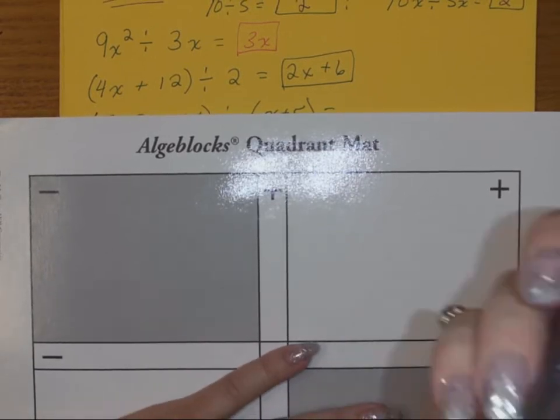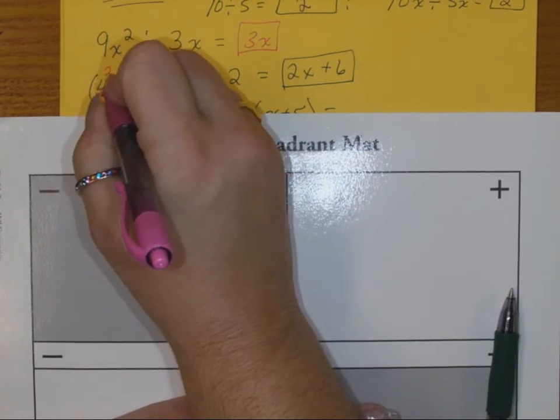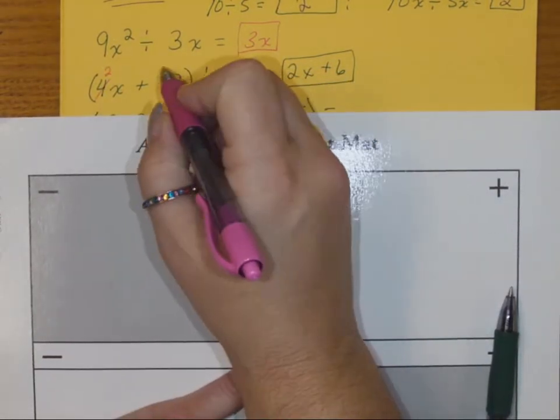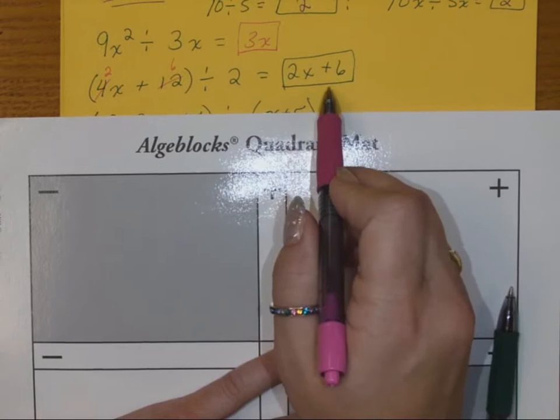So the idea here being, if I divided that guy by 2, it would be a 2. If I divided that guy by 2, it would be a 6. That is my answer, right?